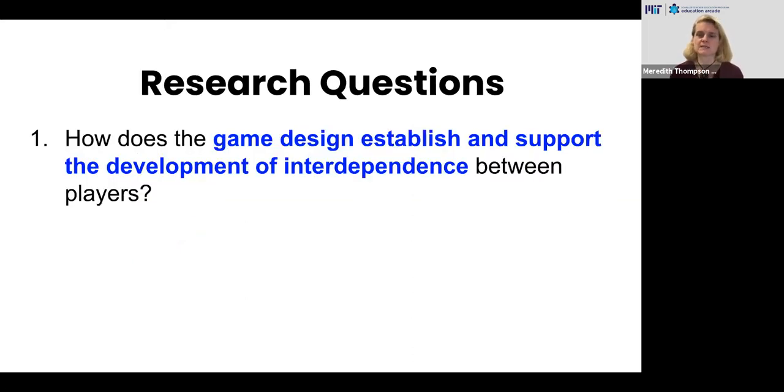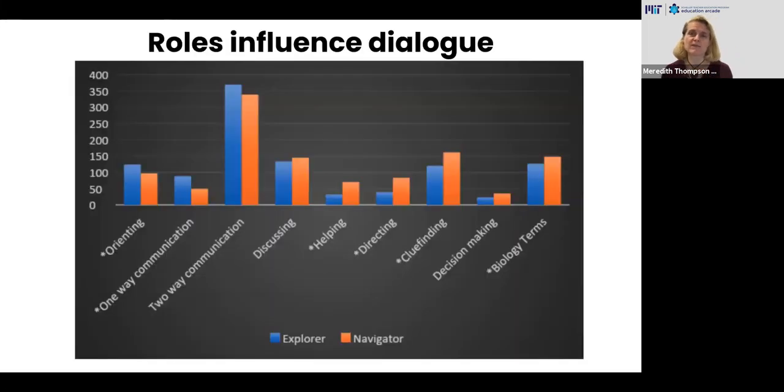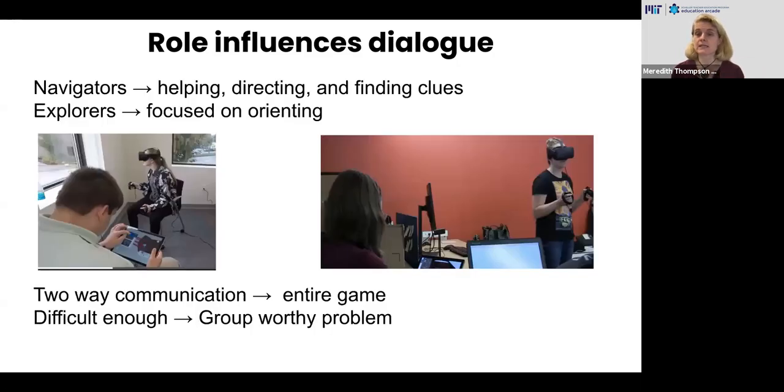So how does the game design establish and support the development of interdependence between players? Well, one thing we found is roles influence dialogue. As you can see, explorers tend to do more orienting and one-way communicating, and navigators tend to do more helping, directing, and clue finding. We find that this is a statistically significant difference, where navigators are really helping, directing, and finding clues on the tablet in the reference materials. Explorers are really focused on orienting and exploring the environment.